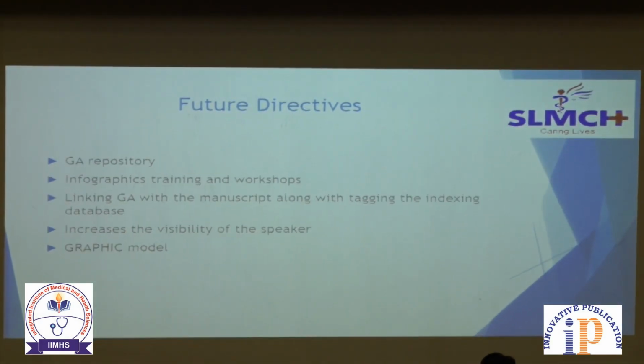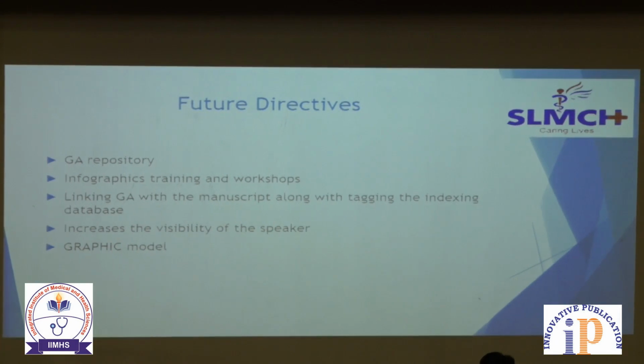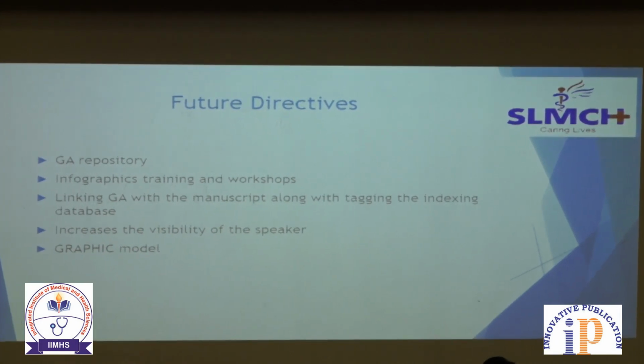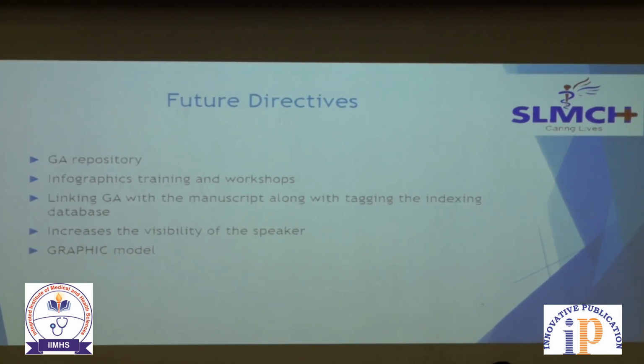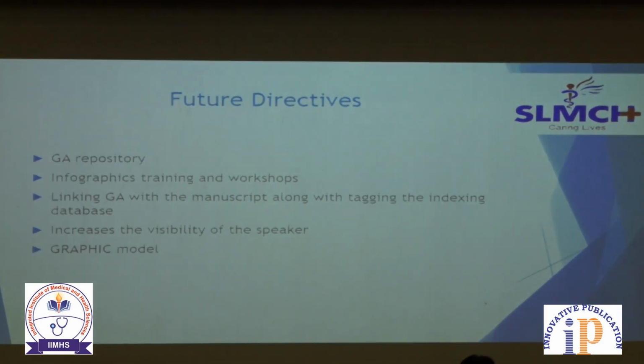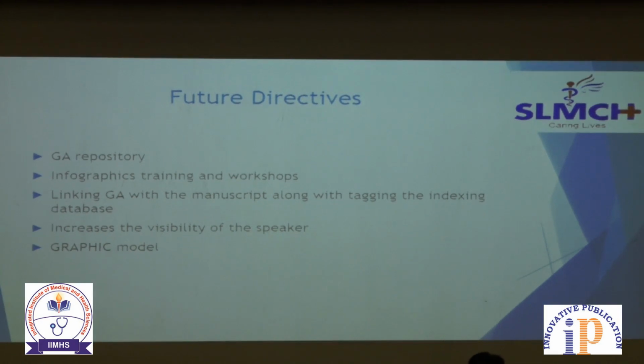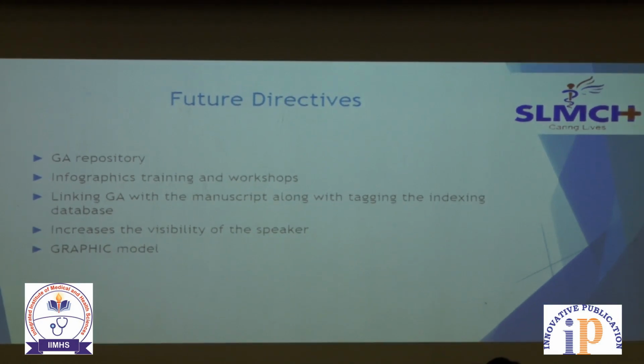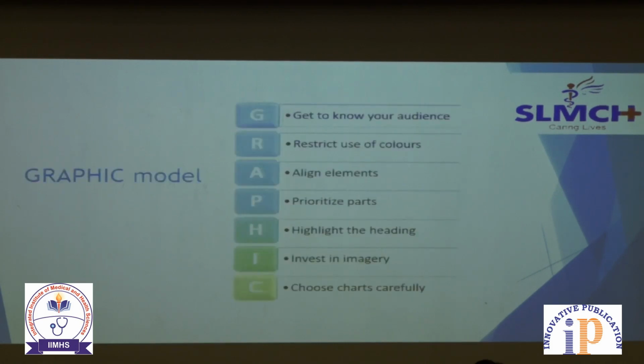Next. And we have to create a graphical abstract repository within the journal, and all the journal editorial team who work on graphical abstracts should take infographic training and workshops, and the graphical abstract should be linked with the article with a proper DOI and indexing database. And finally we should follow a guideline called GRAPHIC model. Next slide. So this is the GRAPHIC model.